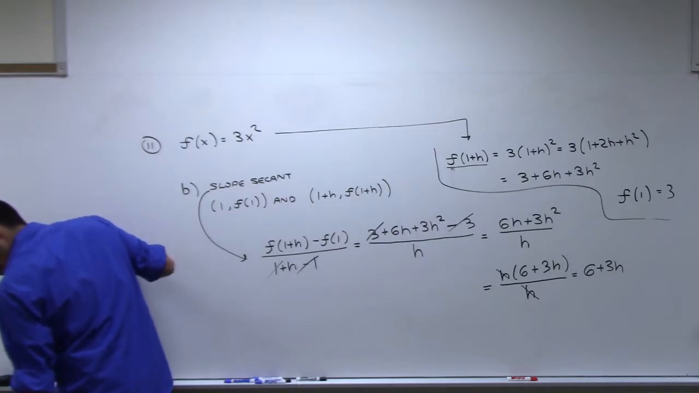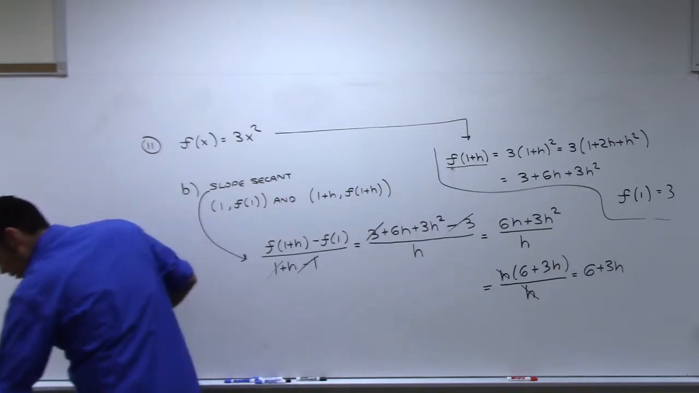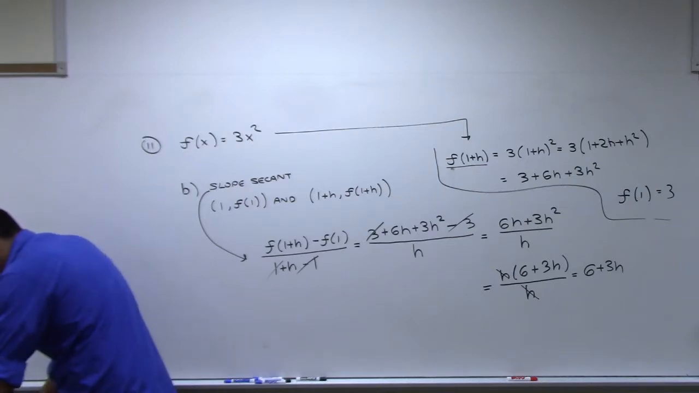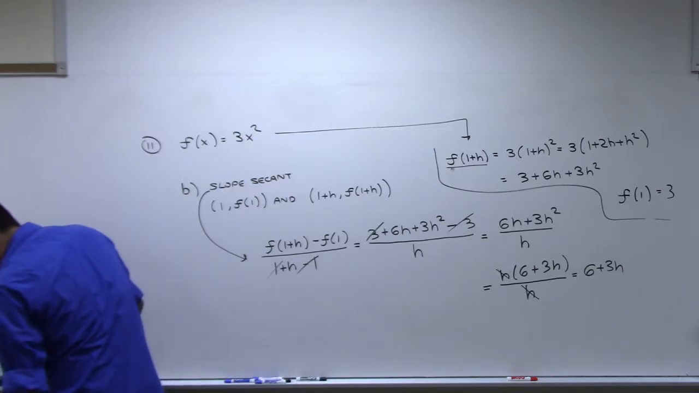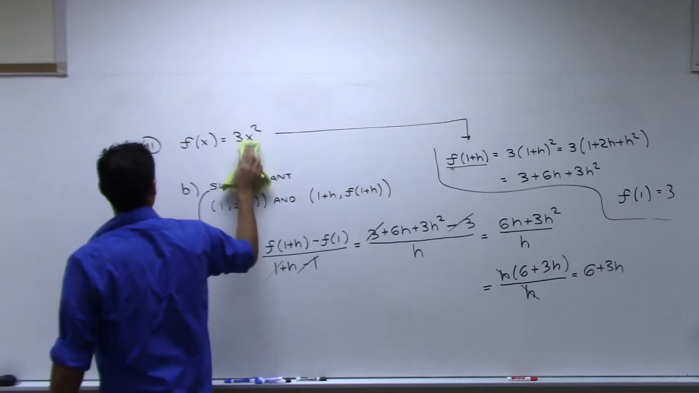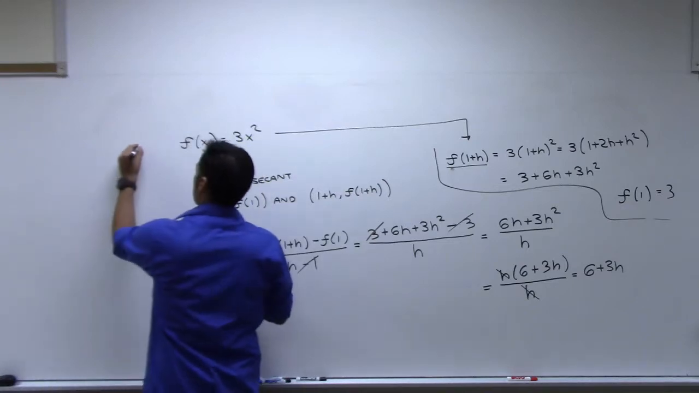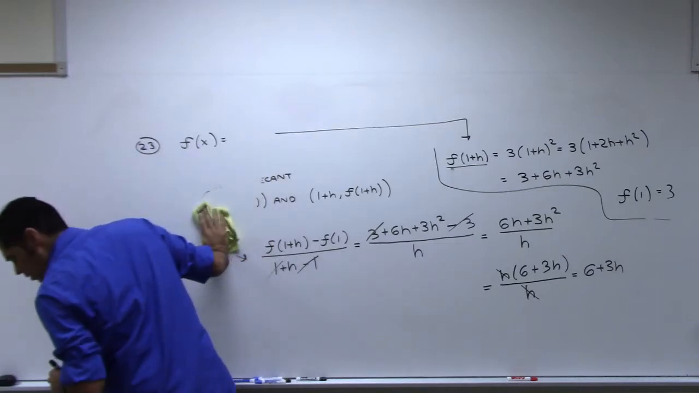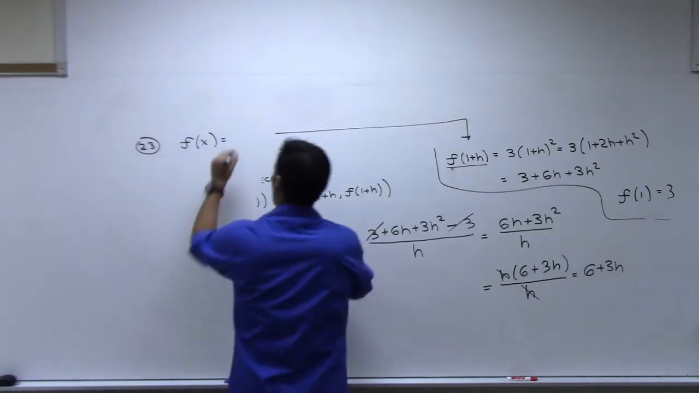Okay, moving along. Use the four-step process. I'm doing number 23, to find f prime of x, f prime of 1, f prime of 2, f prime of 3. Okay, so number 23, they give you a function. The function is 2 minus 3x squared.